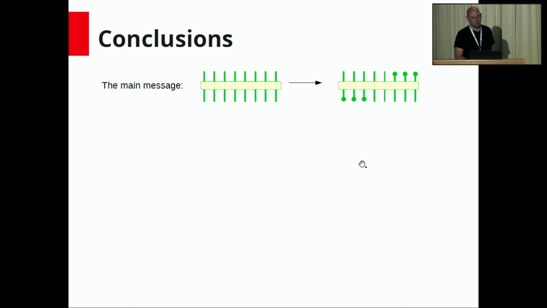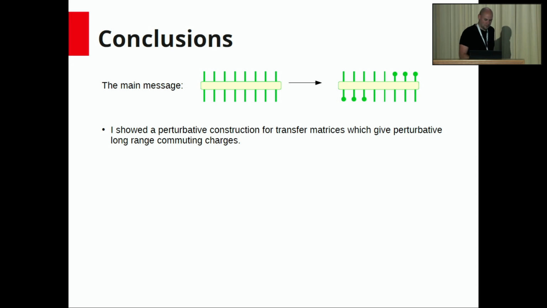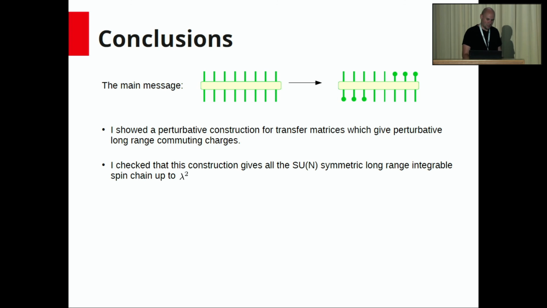So the main message of this talk is, if we have a spin chain interaction, then we can obtain the finite size version of this interaction using this twisted trace diagram. And more specifically, I showed the perturbative construction for transfer matrices, which gives the long range Hamiltonians and higher charges. And I checked that this construction gives all the long range deformations of the SU(N) spin chain up to this order.